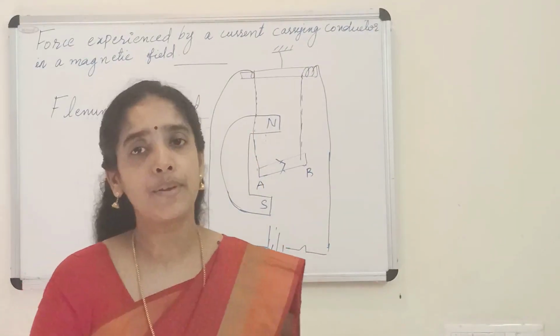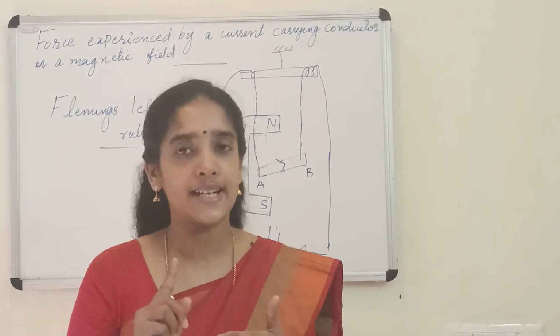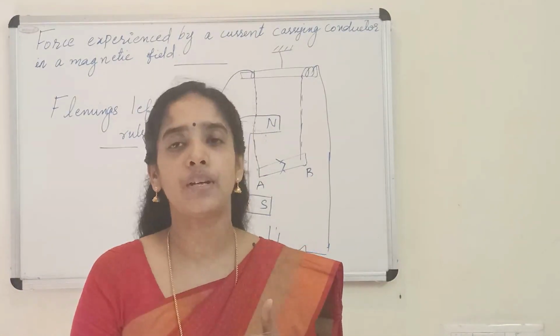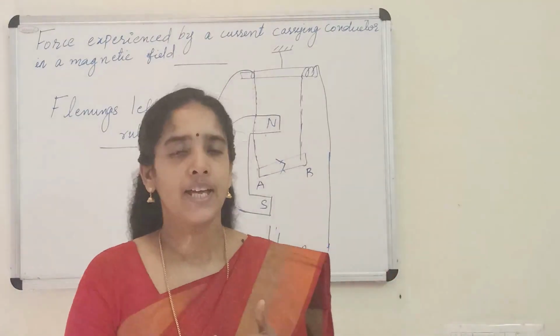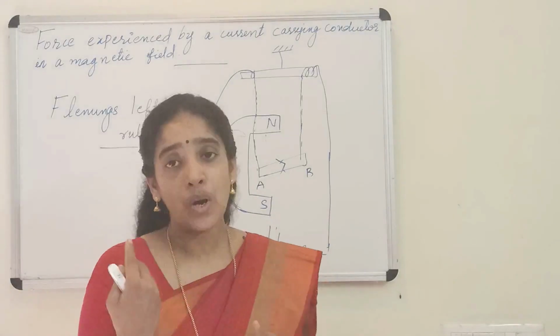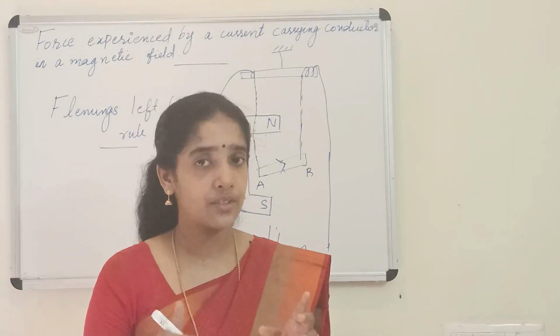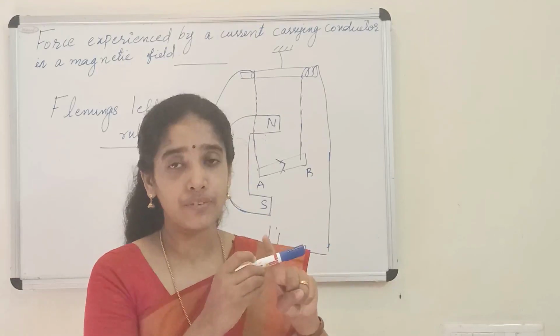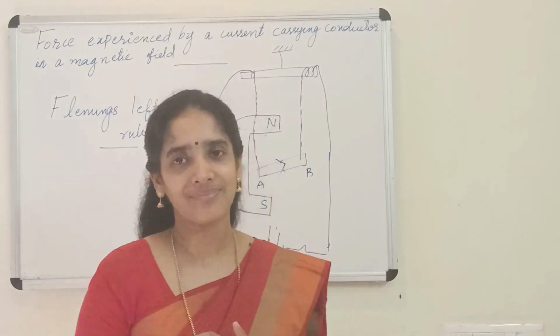So what is the use of Fleming's left hand rule? Fleming's left hand rule is used for finding the direction of force experienced by a current carrying conductor in a magnetic field. Then at what angle should the current carrying conductor be kept in the field? The conductor should be kept perpendicular to the field. Then the force experienced by the conductor is maximum.